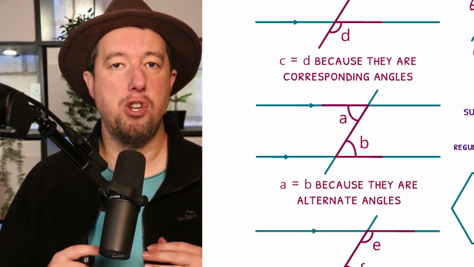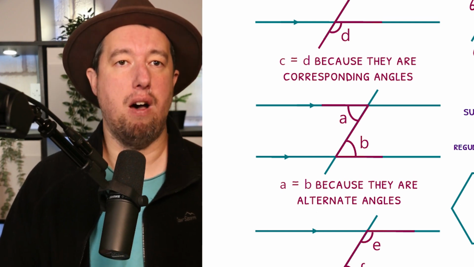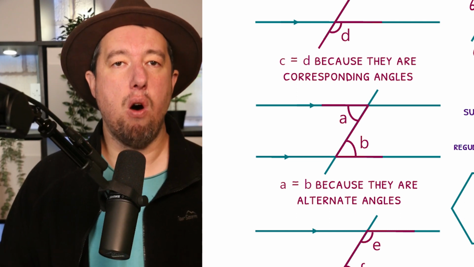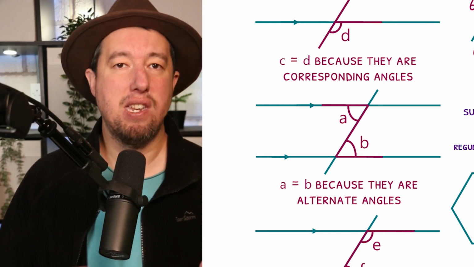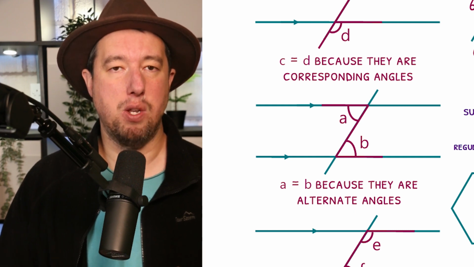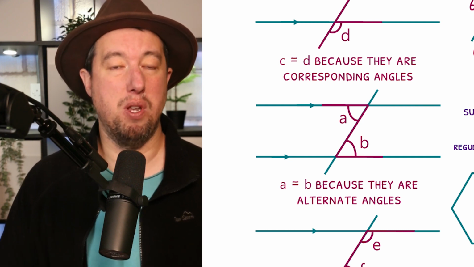Alternate angles are the two acute angles between the lines and the two obtuse angles. Alternate angles are also equal. In fact, it's always a good guess that all the acute angles between parallel lines will be equal and all the obtuse ones will be equal.